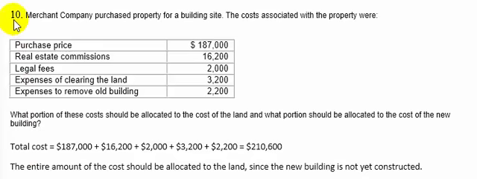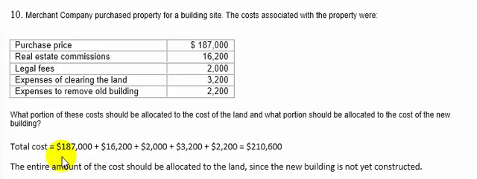Question number 10. Merchant Company purchased property for a building site. The costs associated with the property were purchase price $187,000, real estate commissions $16,200, legal fees $2,000, expenses of clearing the land $3,200, expenses to remove the old building $2,200. What portion of these costs should be allocated to the cost of the land, and what portion should be allocated to the cost of the new building? Well, these are things you can look up in your book. There are certain rules that accountants go by for allocating these things.